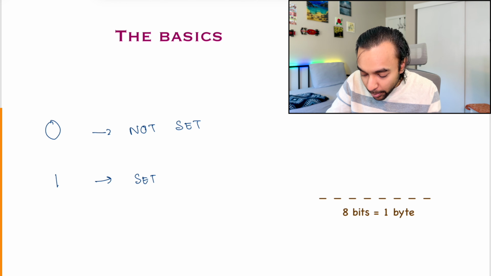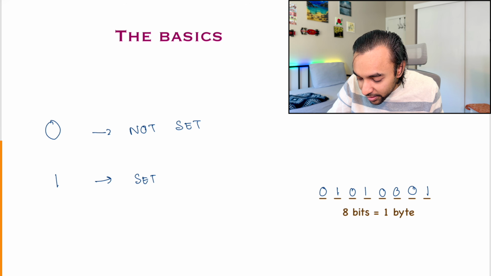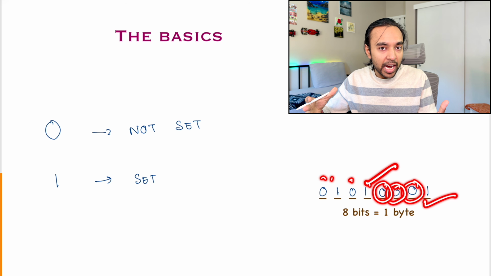So in this 1 byte, you can have any number available. You can write something like this. So what is happening over here? This bit is set, this is not set, this is not set, this is not set, this is set, and so on. You get the idea.